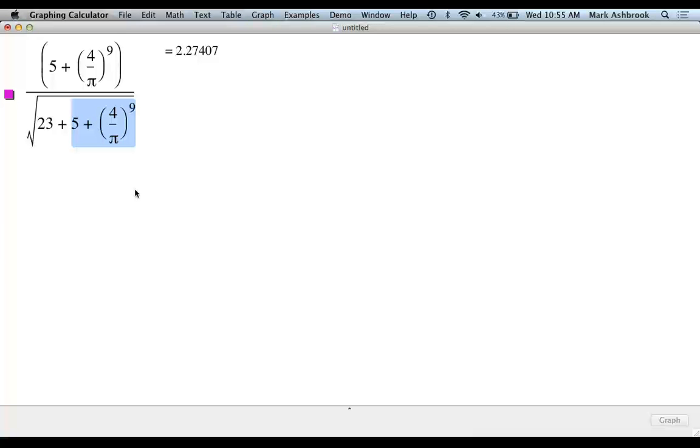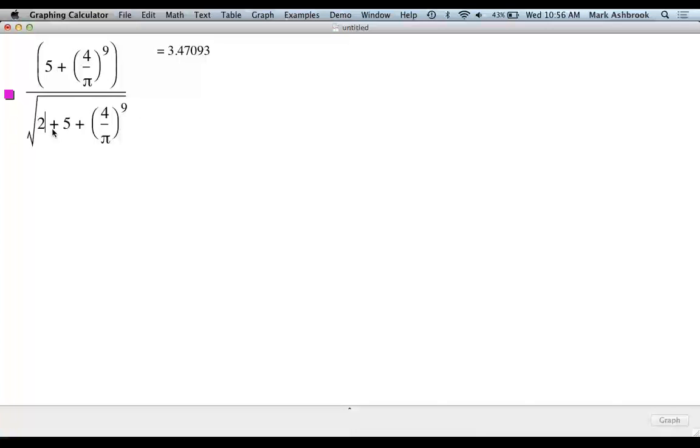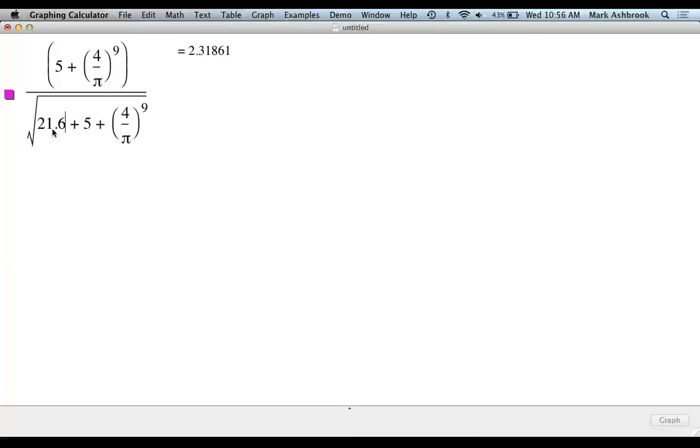On a PC, it's Control Shift R. On a Mac, it's option V. Now here's the beauty of this. We've got this expression. Okay, this is a mistake. I really meant 21.6, and then it just changes the answer on the fly. You never have to hit equals or anything. You can just go in there, mess with a number, and it'll give you the current value of the expression.